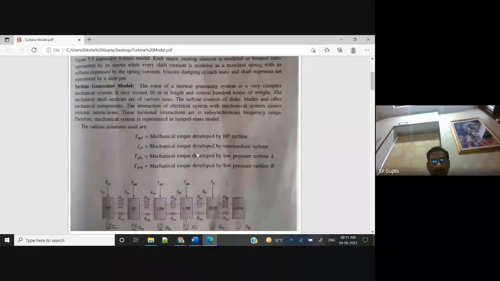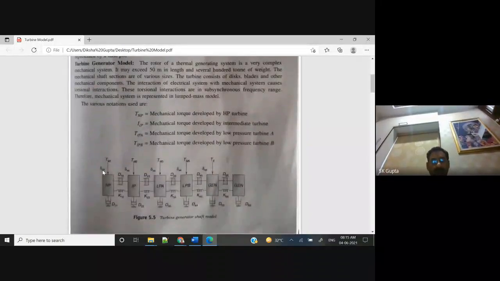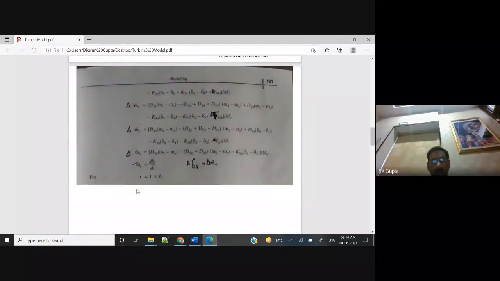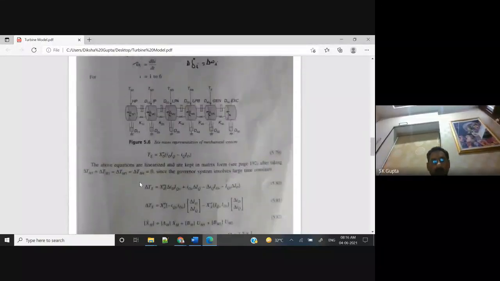Multi-mass means it is not a single turbine unit. It may have a high pressure turbine, then an intermediate pressure turbine, then a low pressure turbine, then a low pressure B turbine, then the generator, and then the exciter. In this type of model they are connected through a shaft. Here you can consider it is a shaft, like this.